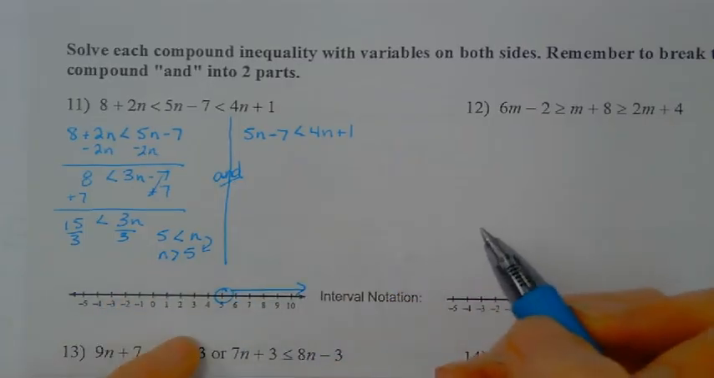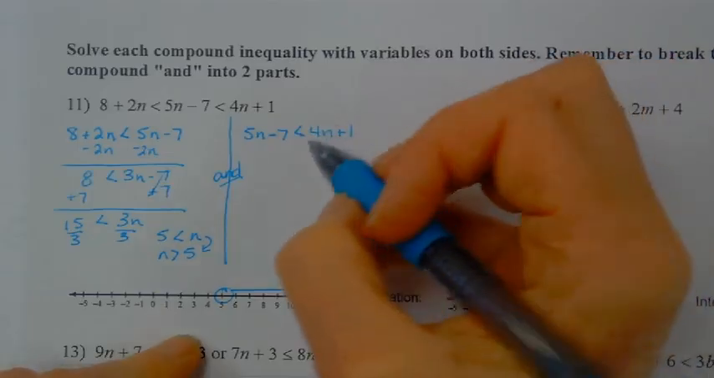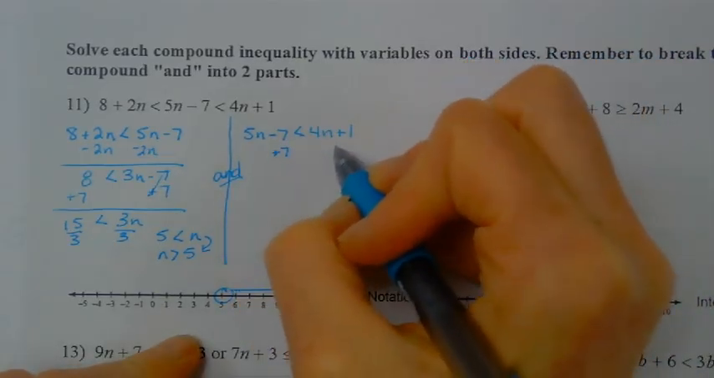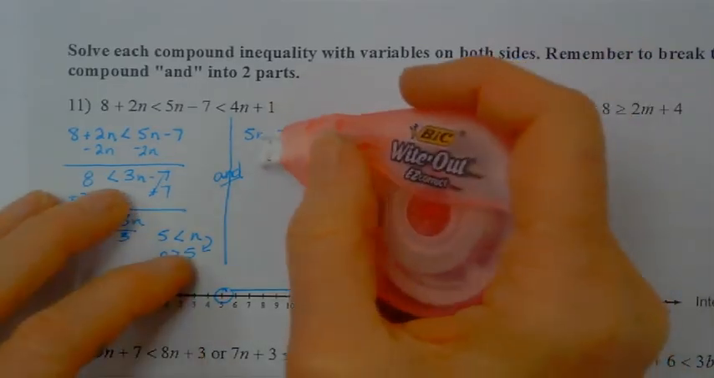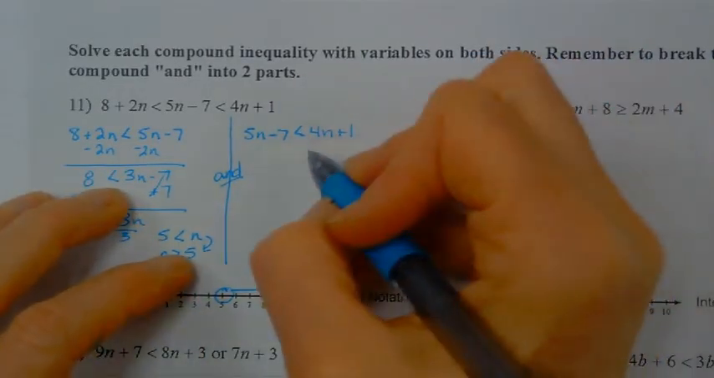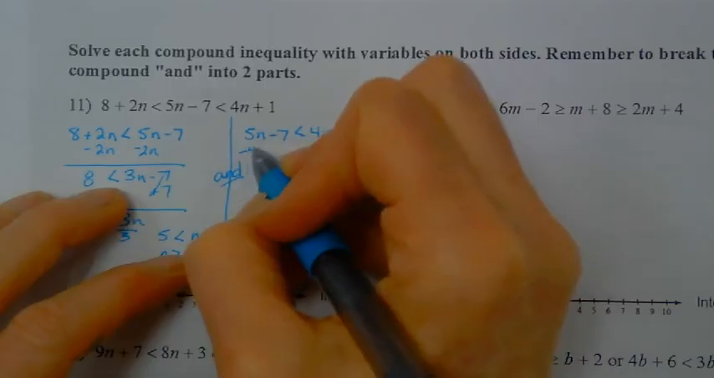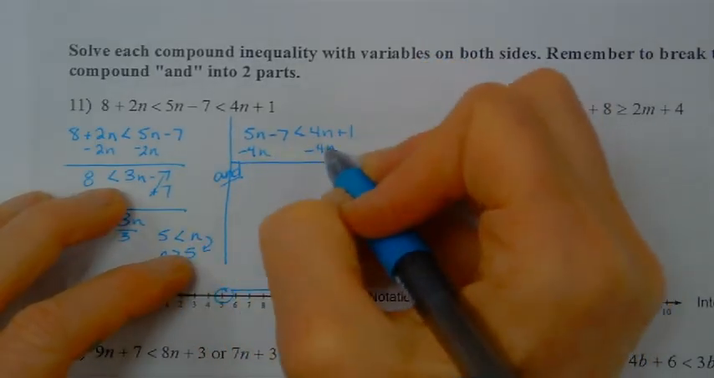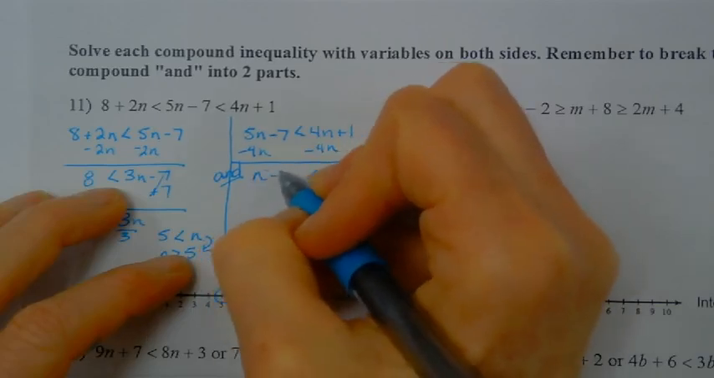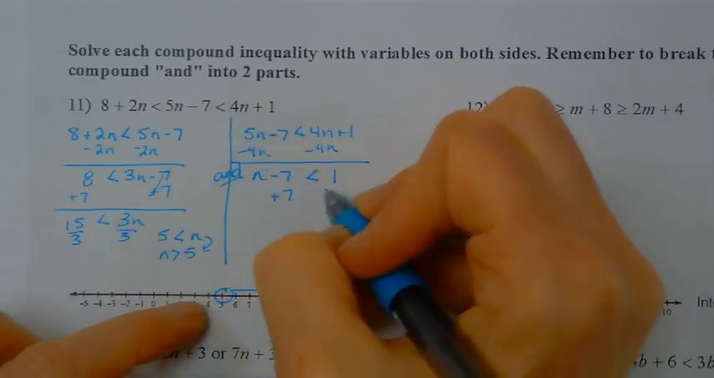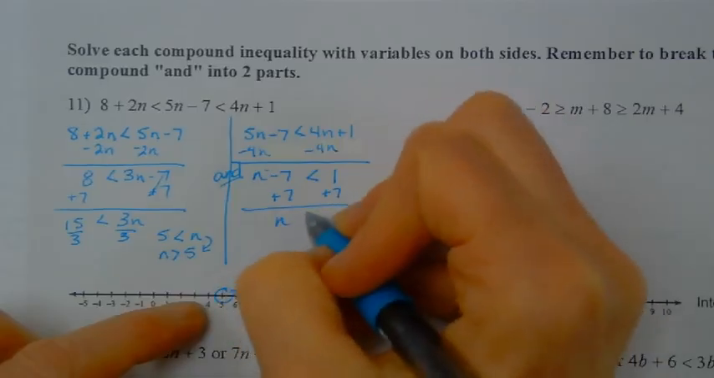Now we're going to do this one. Add 7 to both sides. Actually, let's not do it that way. Let's subtract 4n from both sides. Let's get rid of the variables first. So that's 1 is greater than n minus 7. I'm going to add 7 to both sides. So n is less than 8. So we want all the numbers now that are less than 8.